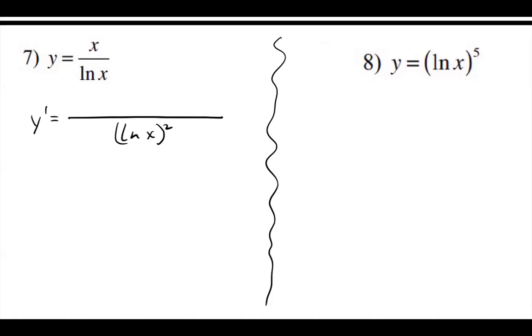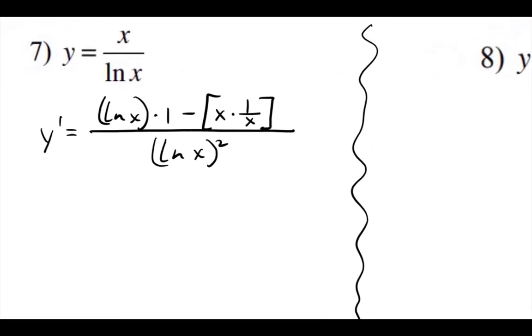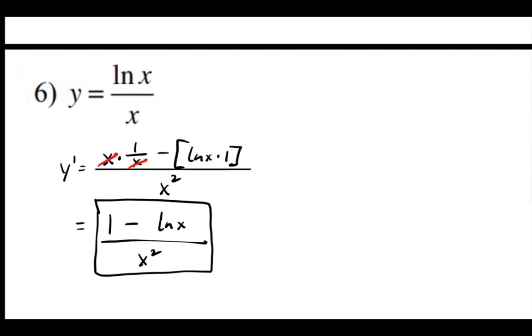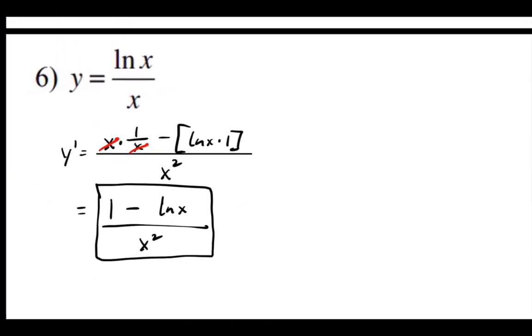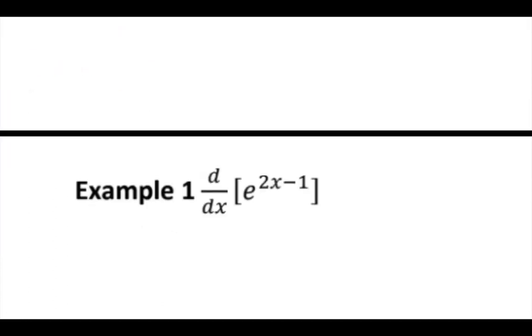Get your notes, the notes are already on your desk. Okay, so number 7 looks a lot like the one we just did. Number 6 here, it looks a lot like what we just did here. The only thing is they're different. The numerator is now on the bottom, the denominator is now on the top.